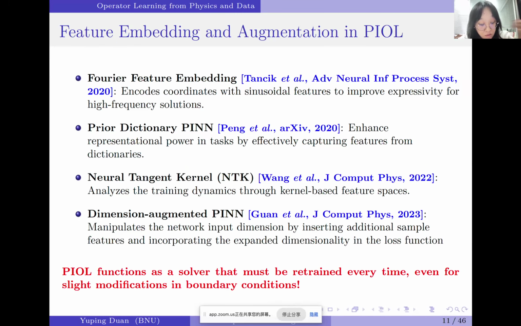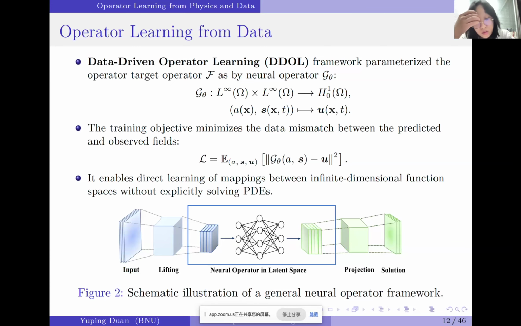Feature embedding is another way to improve physics-informed learning. Fourier feature embedding, prior dictionaries, neural tangent kernels, and dimension augmentation can enrich the feature representation. However, the model still solves individual problem instances and usually needs retraining when the condition changes. This motivates learning the solution operator directly. This leads to the data-driven neural operator.